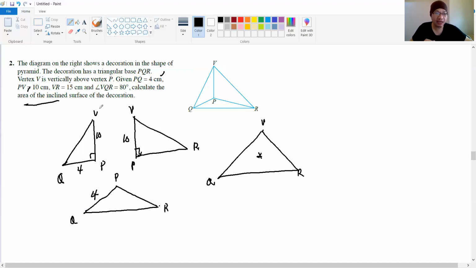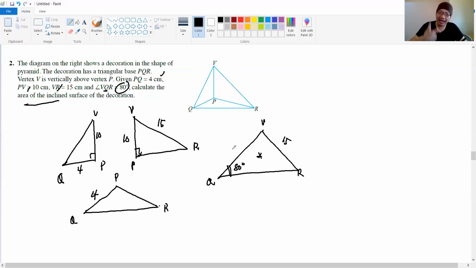Next, VR 15. Don't have VR. Yes, this one we got 15. VR here is 15. See, the first time we already have 15 here. And this one VR, we don't have VR here. Okay, settle. Now, last one, angle of Q. VQR, don't have VQR. VQR here, 80 degrees.